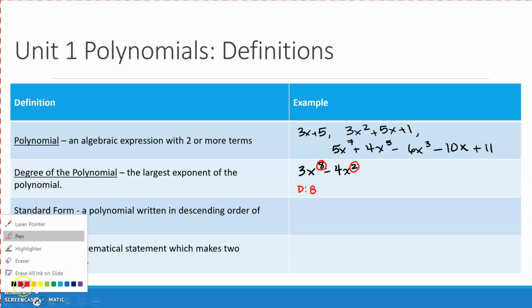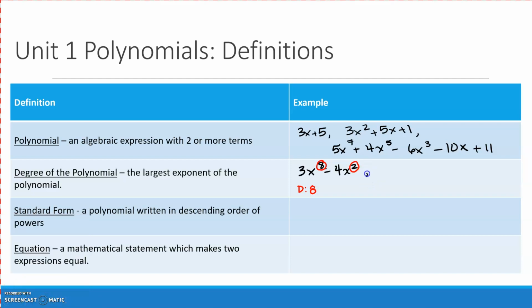If I have an example, 3x squared minus x to the 4th plus 1, I go through and I find the largest exponent. Here's a 2, here's a 4. This has no variable with an exponent, so the highest exponent is 4. So that means that the degree is 4.